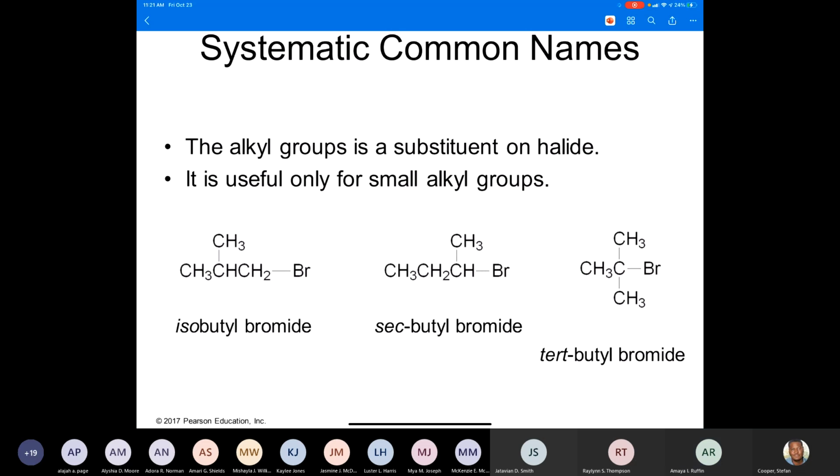Can you draw it out or something? Because I don't see how you're getting isobutyl bromide. Okay. You should be able to convert between condensed and line angle structures.